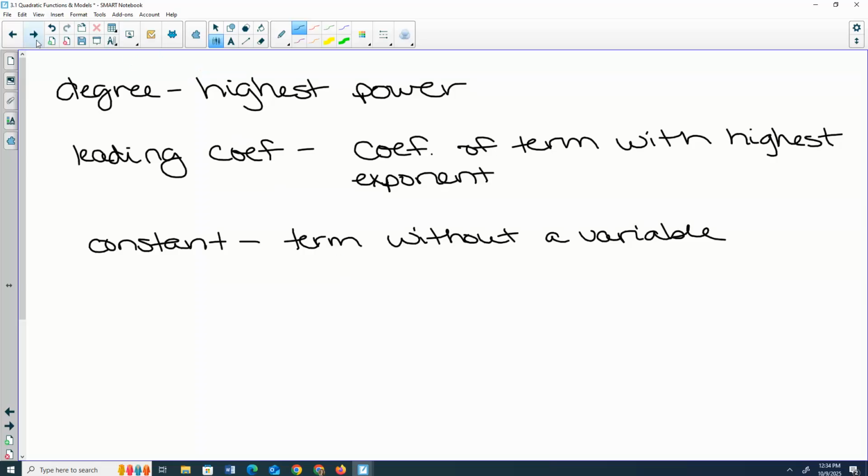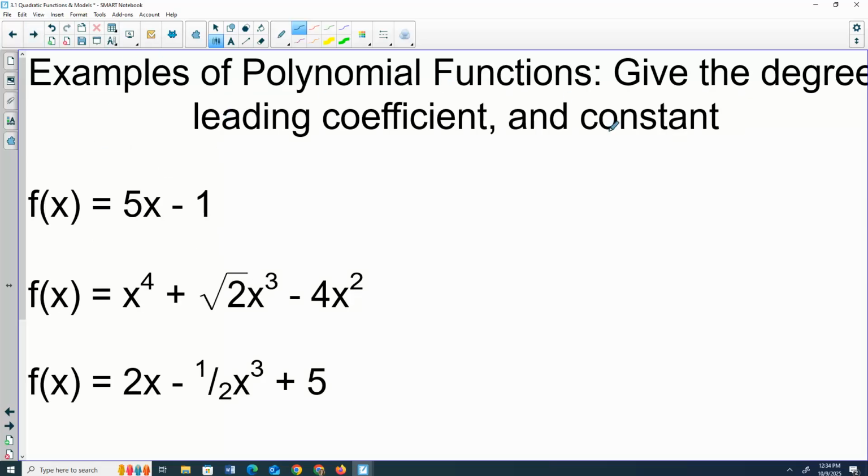So if I look at these, I want to give the degree, leading coefficient, and constant for each. So the first one, what would our degree be? 1. Highest power of x is just 1. Leading coefficient. You find that term with the highest power of x, what's the coefficient of that term? What is our constant? -1, the number by itself.